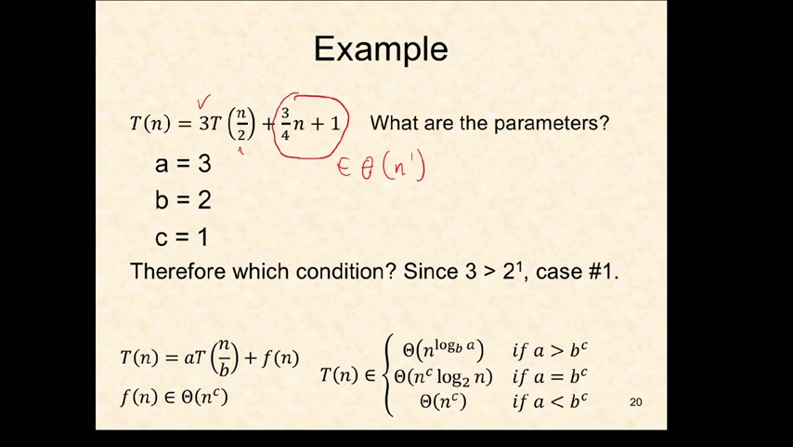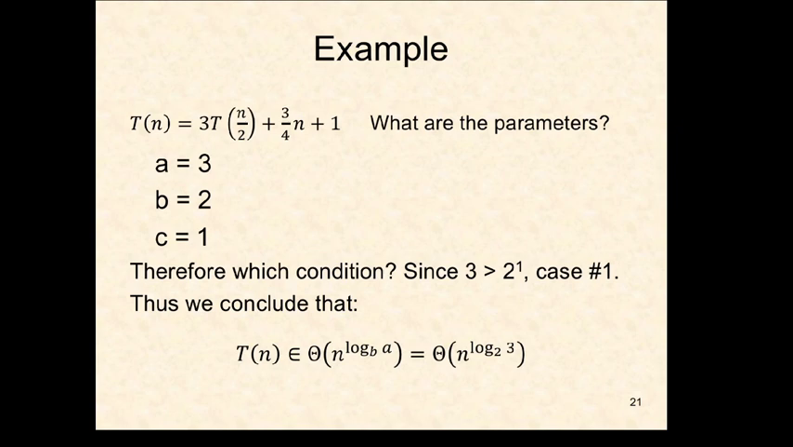Okay, so we've got our constants, 3, 2, and 1. We say, hey, how is A related to B to the C power? So 3 is greater than 2 to the first power. That tells us we're in case 1. We're in this first one. So if we're in this first one, then we can conclude that we've got the form big theta of n to the log base b of a, which is equal to big theta of n to the log base 2 of 3.